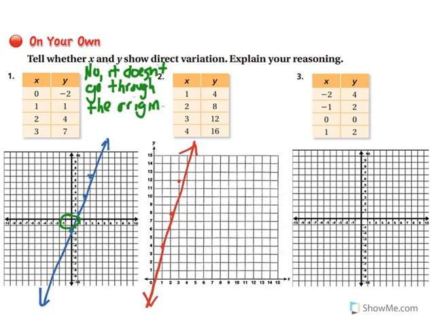And by the way, the other way of looking at this, these are going up by 4 as these go up by 1. So if this goes down by 1, this goes down by 4, so it's 0, 0. So, yes, the line passes through the origin.